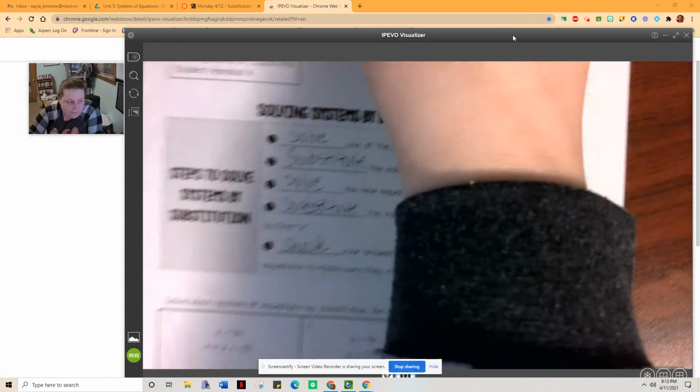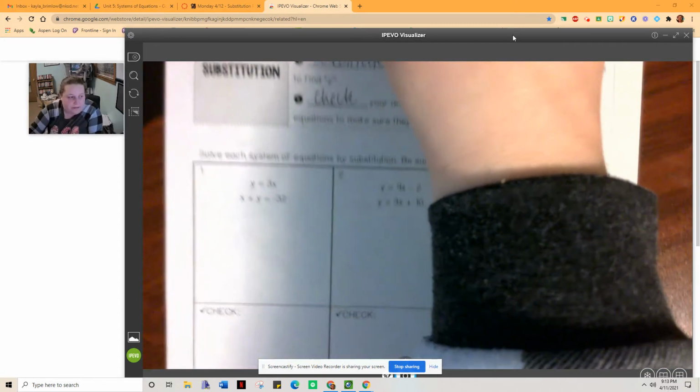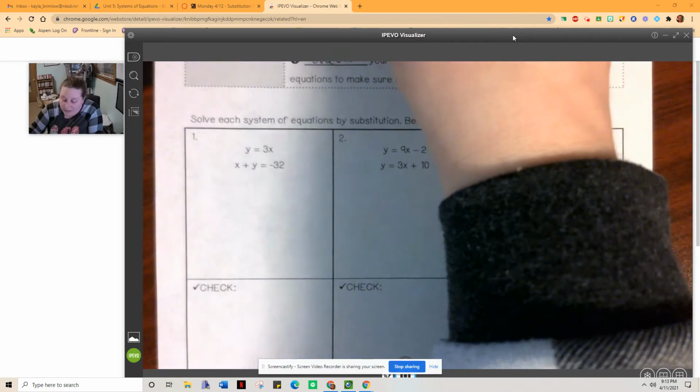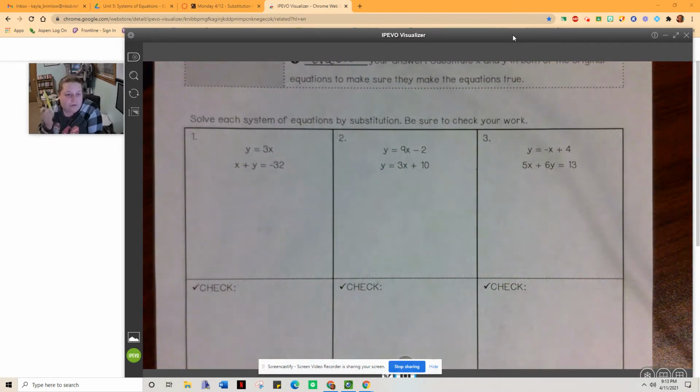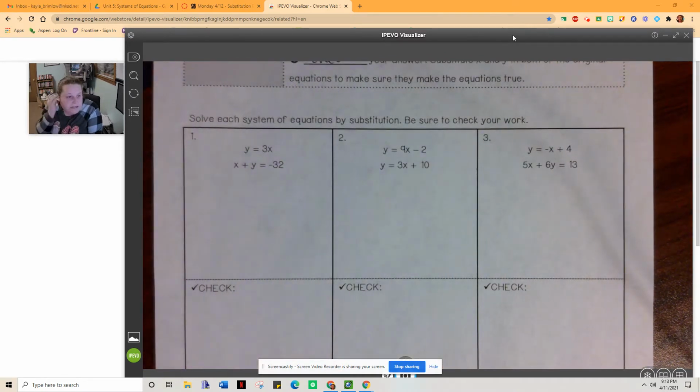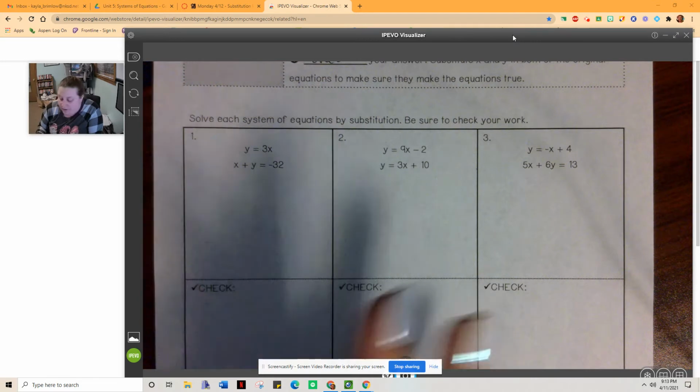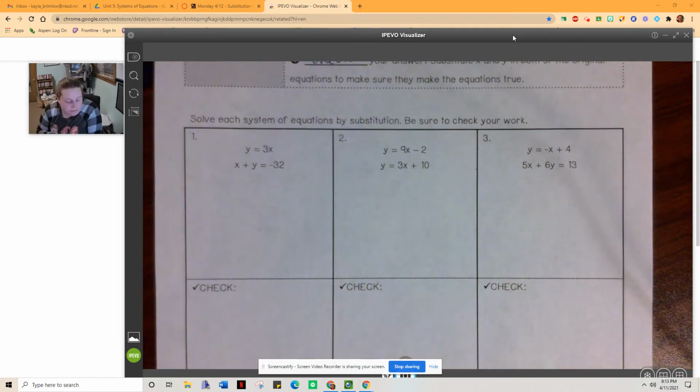So I am going to be using a highlighter for this lesson. I really encourage you to have a highlighter, crayon, colored pencil, even just a different color that you can use to box. It's really helpful when you are going to look at your substitution.